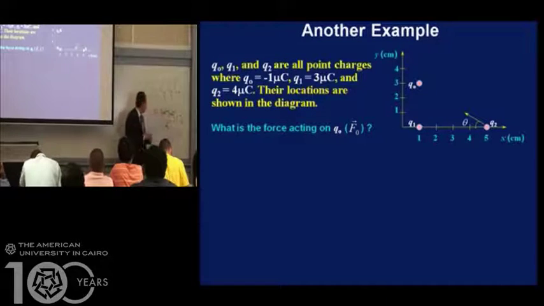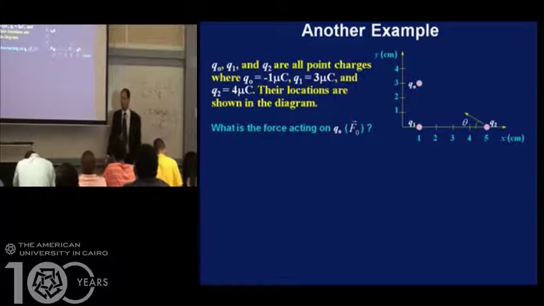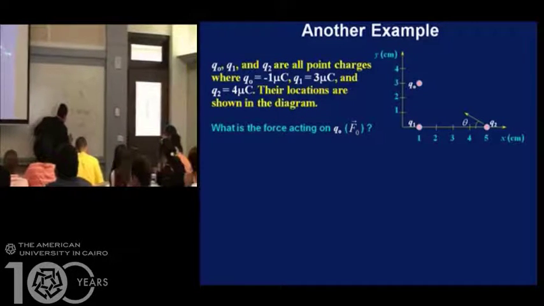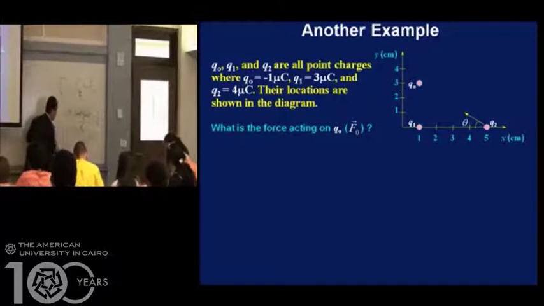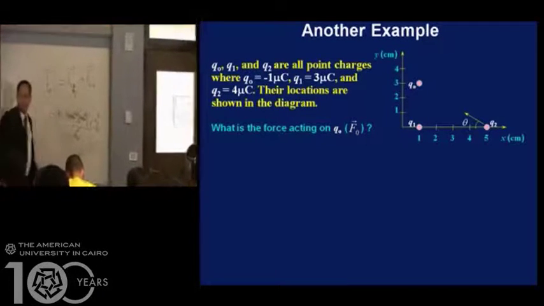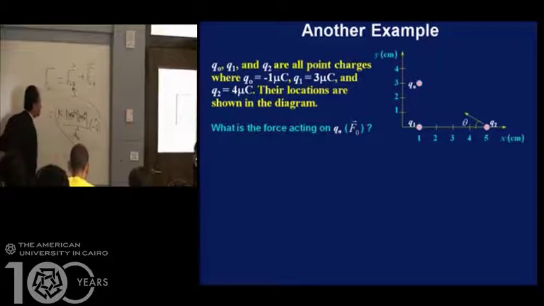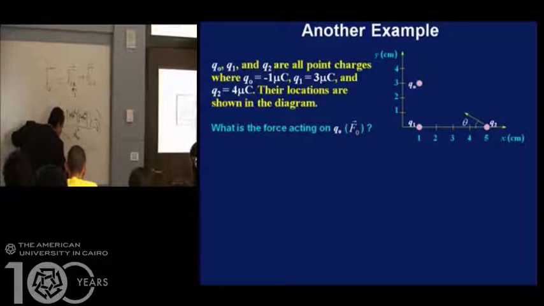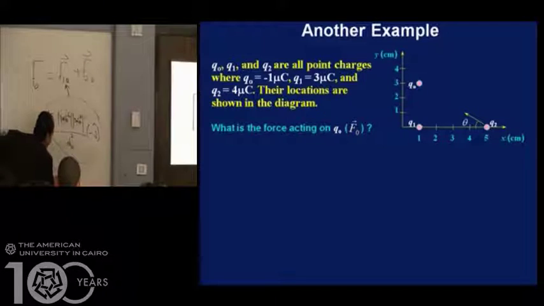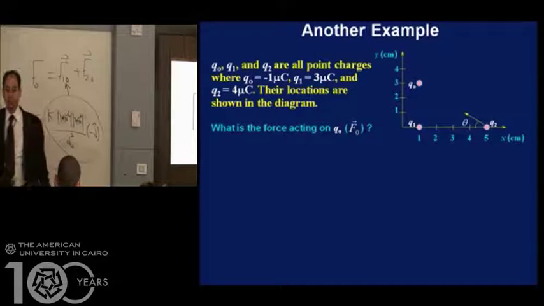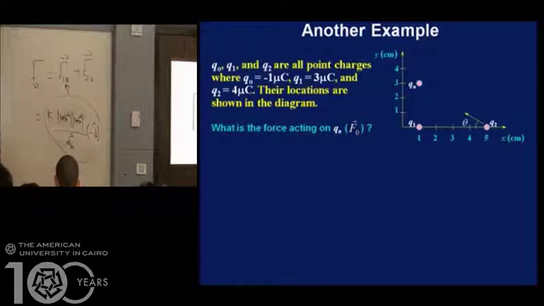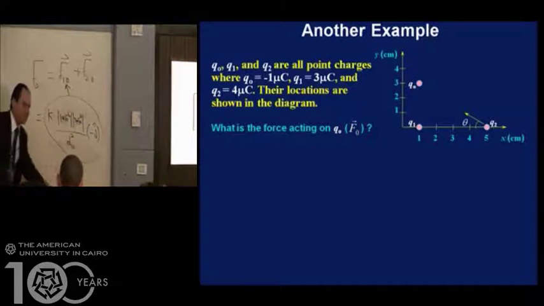Okay. Now, F20, guys. It's k times 1 times 10 to the power minus 6 times Q3, divided by the distance between them squared. I'm going to leave that for you as well. 0.2 squared. What is this? This is the magnitude of the force.